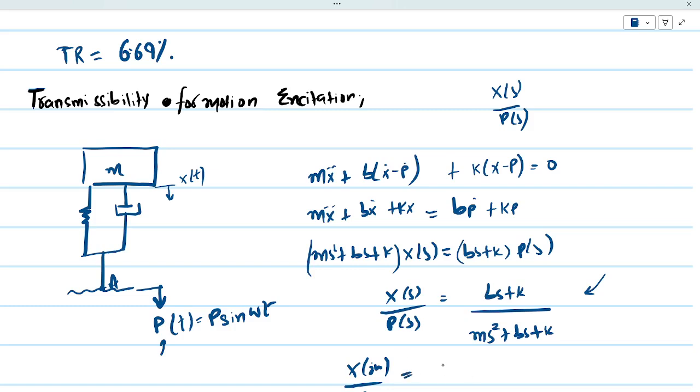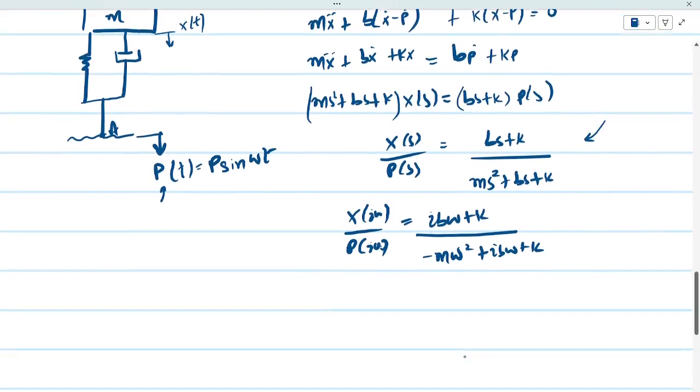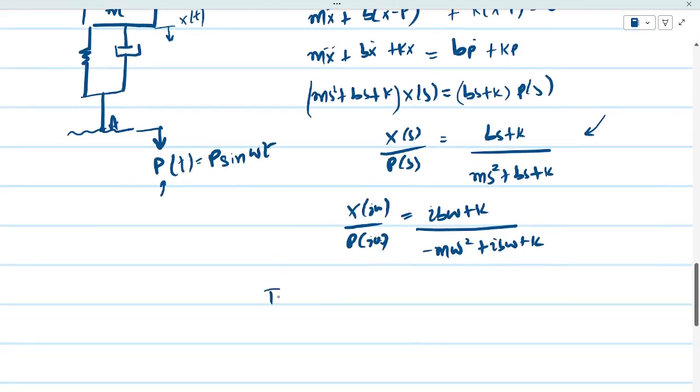So it will become iota b omega plus k divided by minus m omega square plus iota b omega plus k. So again we can further simplify this equation. That's the amplitude of the output displacement divided by amplitude of the input displacement. So it can be rewritten as, I'm just omitting the simplification steps as we have seen it twice earlier.